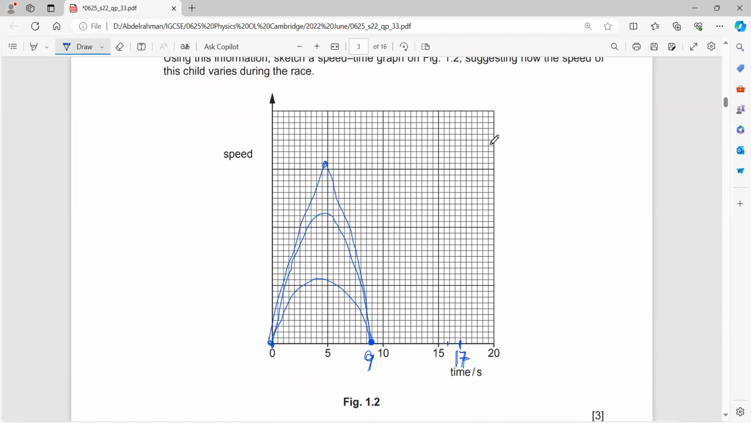So whatever speed you will do, whatever curve or straight line, it does not really matter. What matters is that it increases and then decreases. And it has to decrease to zero. It must reach zero at what? At time 9 seconds. Can someone draw it like this? Yes, I can do it like this.